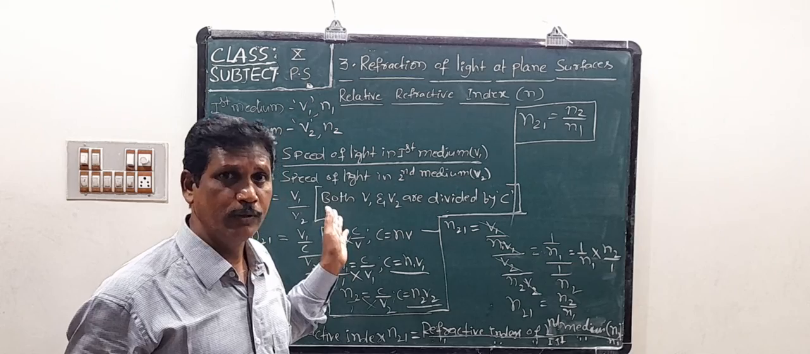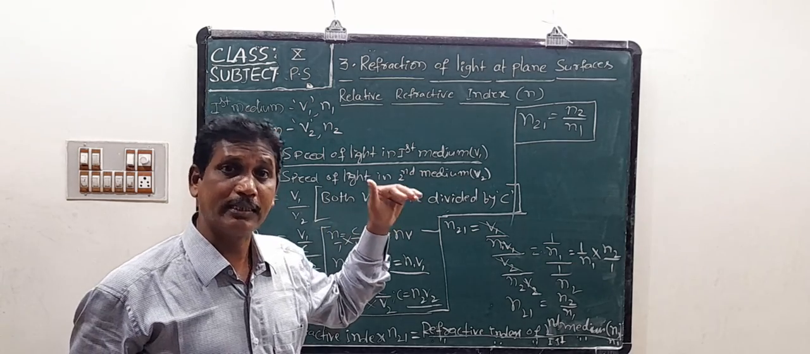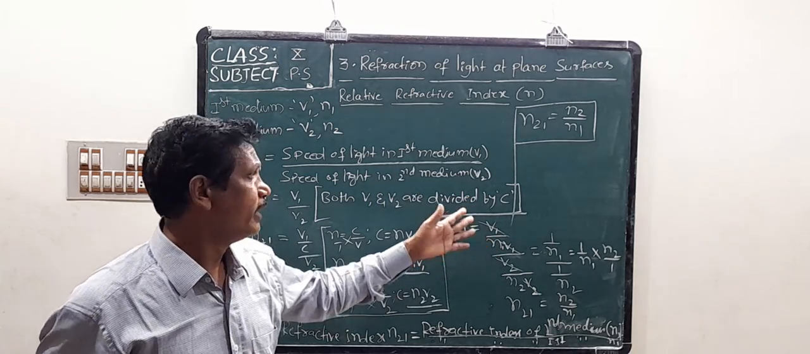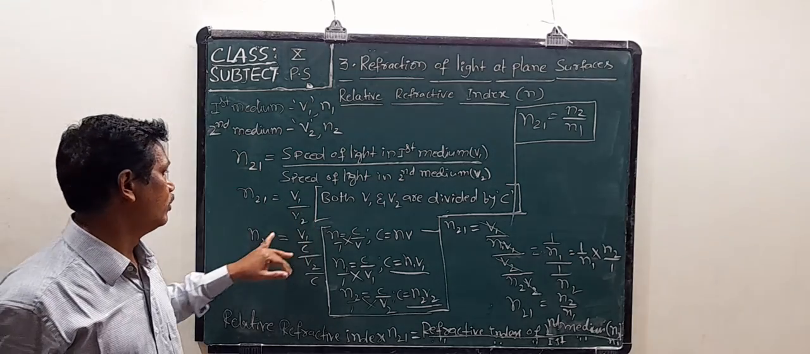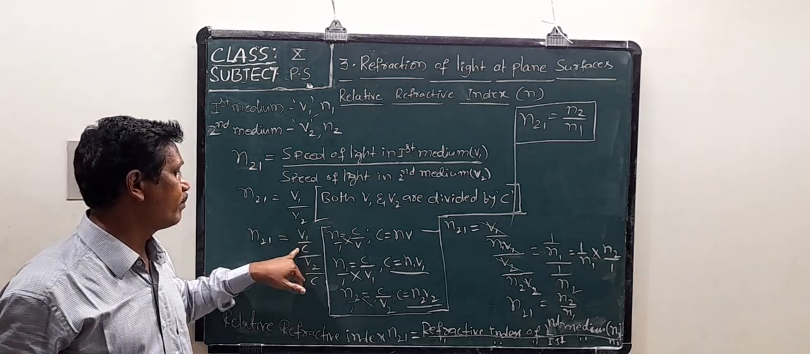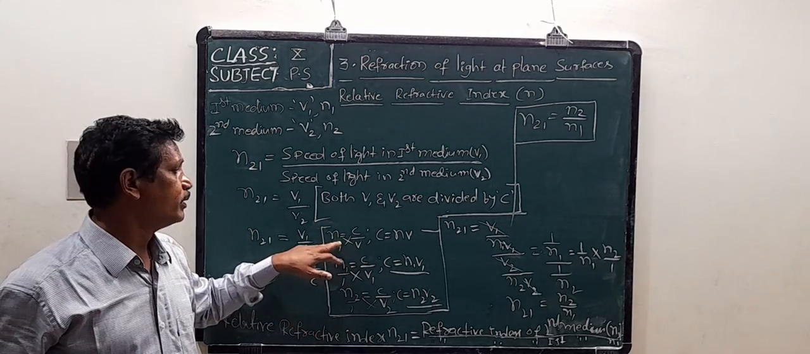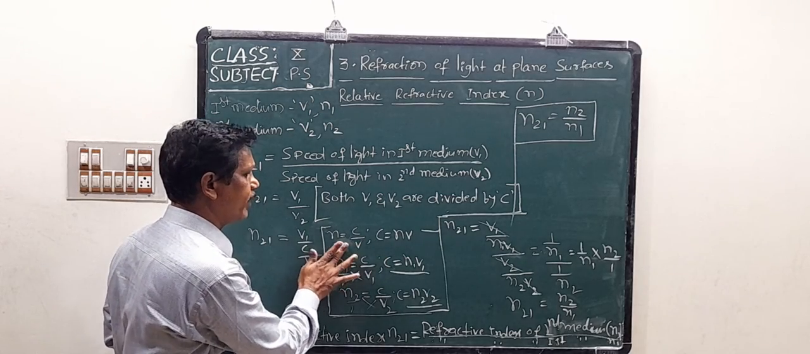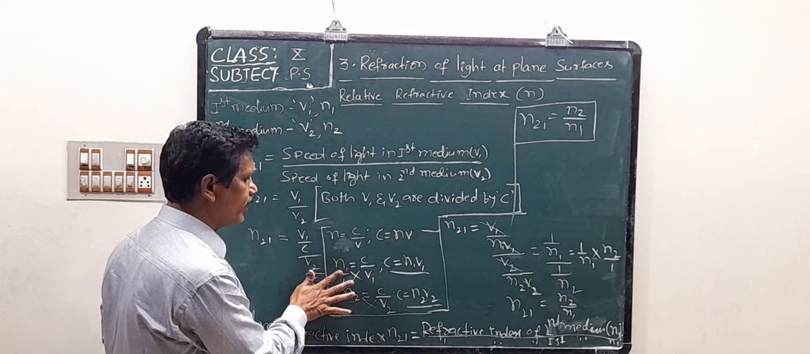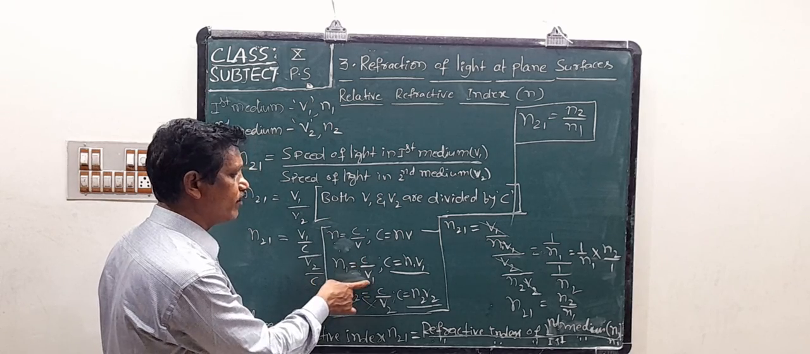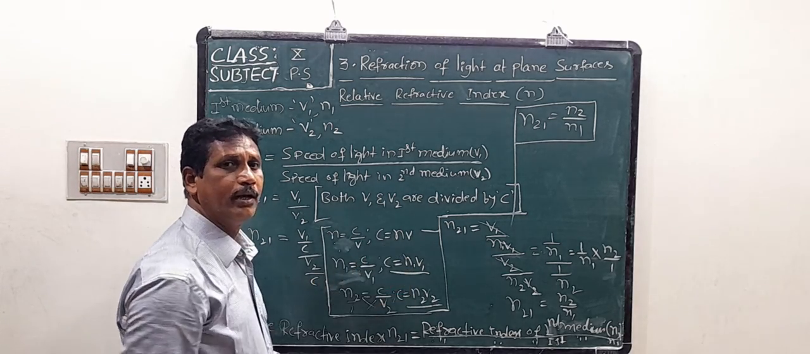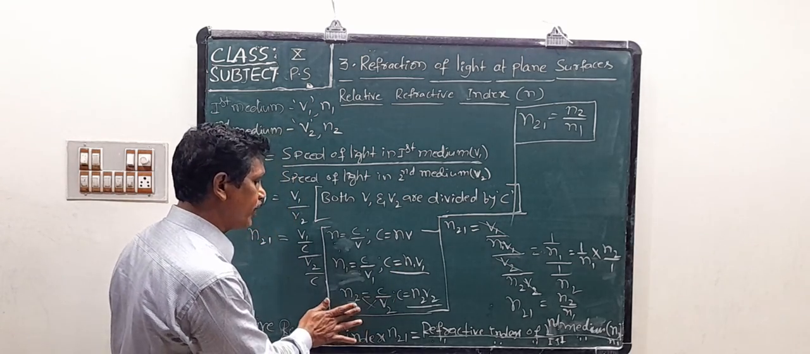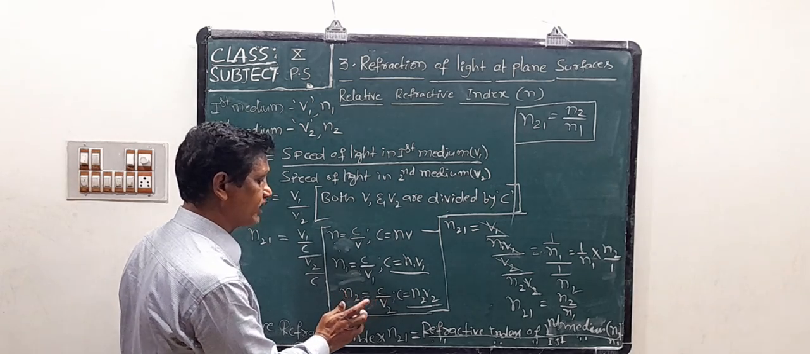Both V1 and V2 are divided by C. Here C is the speed of light in vacuum. So N21 equals V1 by C divided by V2 by C. We know N equals C by V. Therefore C equals NV. In the first medium N1 equals C by V1, so C equals N1 V1. In the second medium N2 equals C by V2.